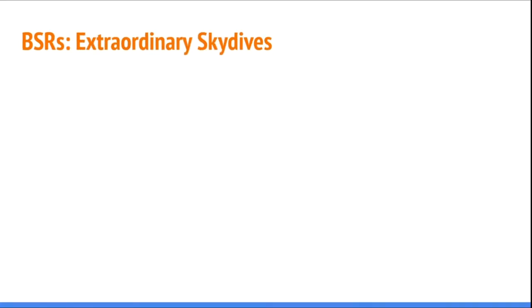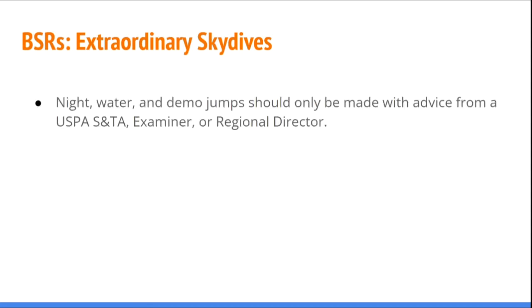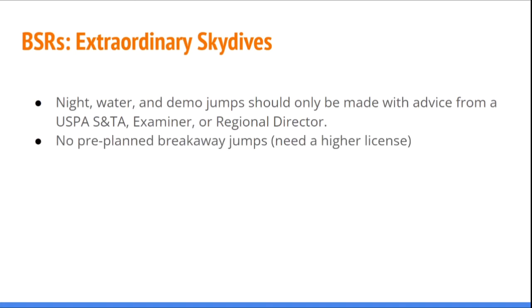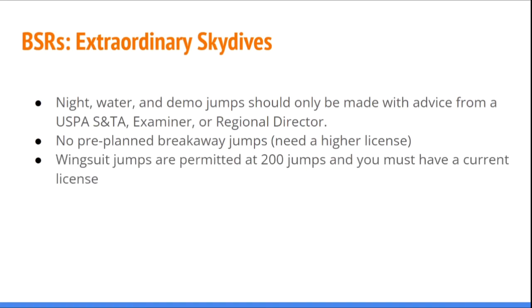So finally, we've got the extraordinary skydives. So if you are going to make a night jump, a water jump, or a demo jump, well, you should only do that once you've received advice from an SNTA, an examiner, or a regional director. With a B license, you are not allowed to do any pre-planned breakaway jumps. So these are the intentional cutaways. If you're thinking about wingsuiting, well, those are permitted once you have at least 200 jumps and a current license.